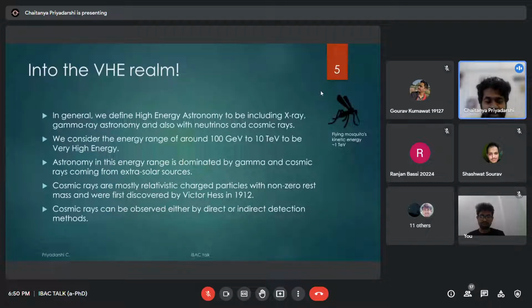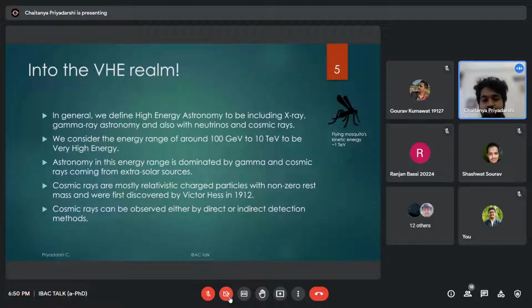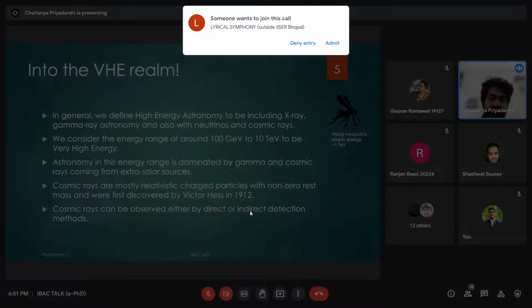So in astronomy, in this energy range, it's mostly dominated by gamma rays and cosmic rays coming from extrasolar sources, that is, not from within our solar system. We do get gamma rays or cosmic rays in this sense from the sun, but in the general sense of astronomy, we would concentrate more on the extrasolar sources and move ahead with that.